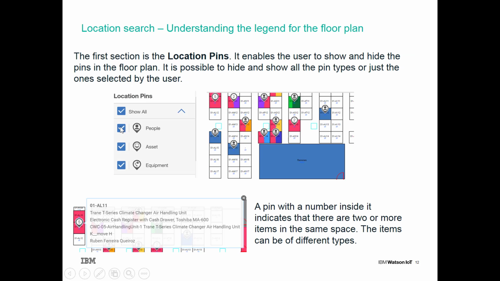The floor plan for the location search also has a legend. The legend has 3 sections. The first section is called the location pin. It enables the user to hide and show the icons that appear on the graphic. He can hide and show all the icons or just the selected ones.